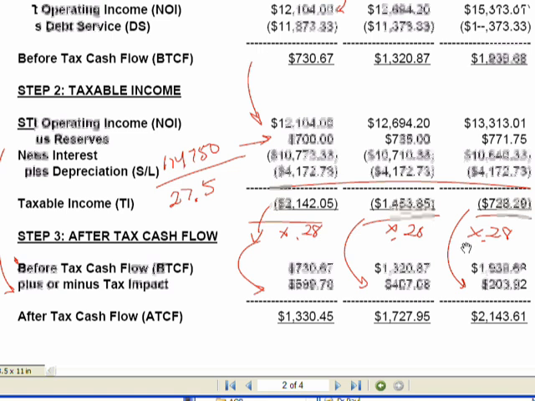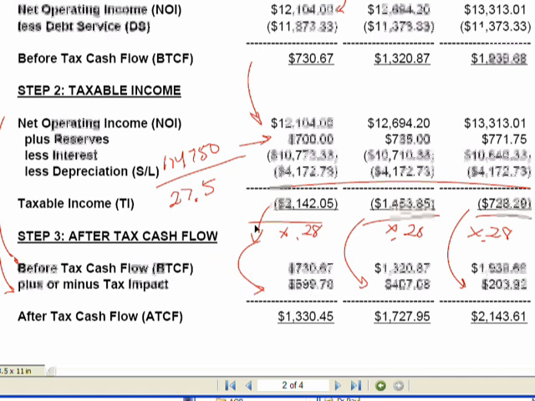So that's taxable income. Now let's go on to step 3, after-tax cash flow, because it is a fairly quick step. We can do it in this clip. To calculate your after-tax cash flow, you bring down your before-tax cash flow from step 1, for years 1, 2, and 3, and you either add or subtract your tax impact for years 1, 2, and 3.